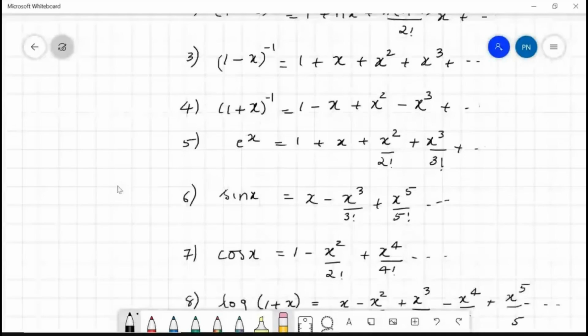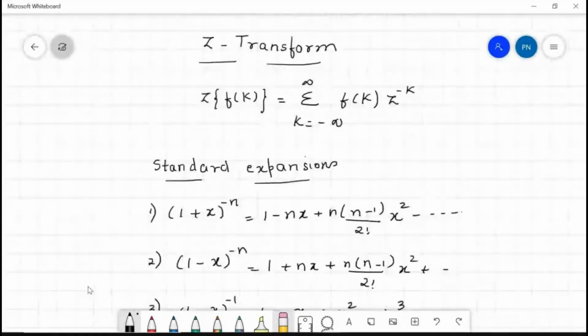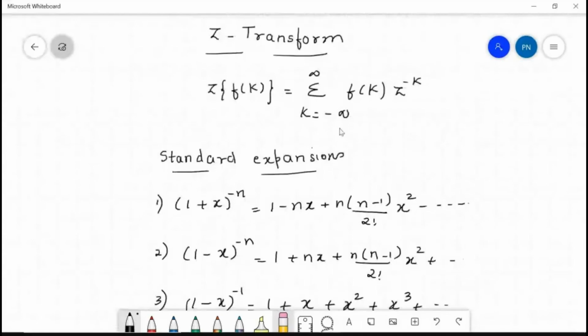First thing is Z of f of k is summation k varying from minus infinity to plus infinity f of k z raised to minus k. Then these are standard expansions. 1 plus x raised to minus n, 1 minus x raised to minus n. All the Z transform problems are solved by using this basic formula for Z transform, Z of f of k. Just like your Laplace transform, here also we have convolution theorem, here also we have change of scale, first shifting, everything is there, but not that difficult here. It's a very simple method.